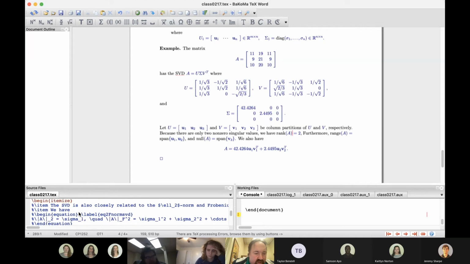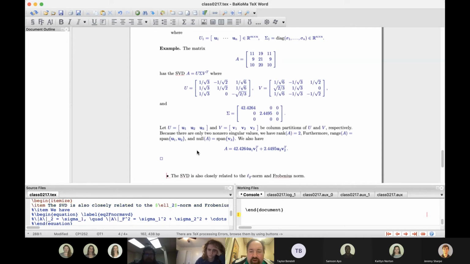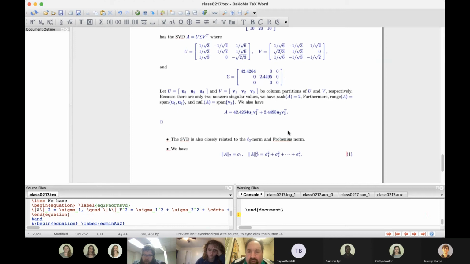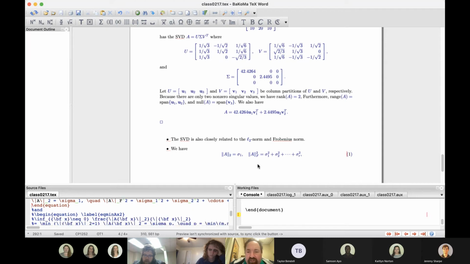Okay. Now the SVD is also helpful when it comes to certain norms, the 2 norm and also the Frobenius norm. For one thing, the largest singular value is the matrix 2 norm of A. The Frobenius norm of A is the square root of the sum of squares of all the entries of A, but that's also equal to the square root of the sum of squares of all the non-zero singular values. Notice this tells you that the Frobenius norm is always greater than or equal to the 2 norm.